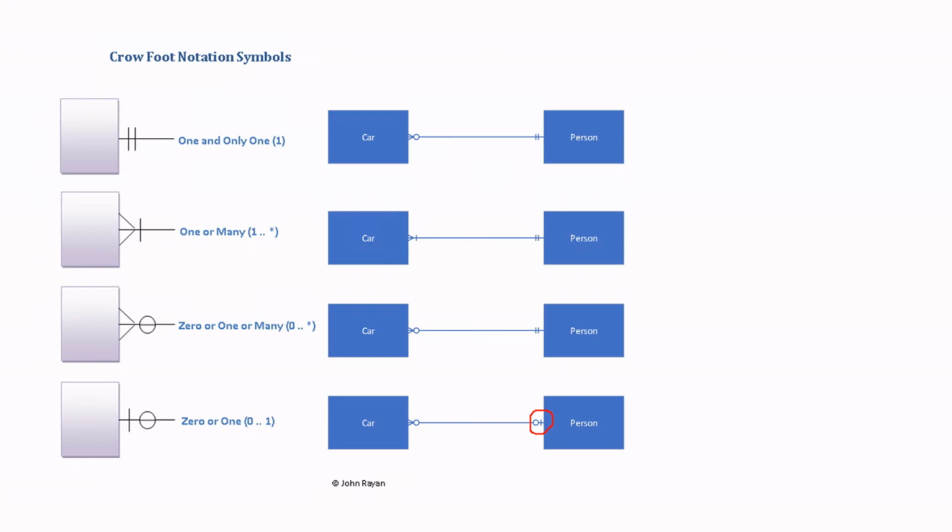But the last one also tells you that we can have something called 0 or 1. So maybe if we are manufacturing cars and we say we haven't really shipped them off yet, so they're not registered to anyone, we could say that a car can have 0 or 1 persons attached to it.